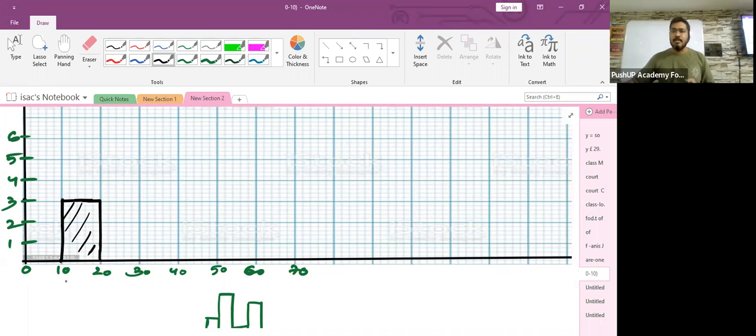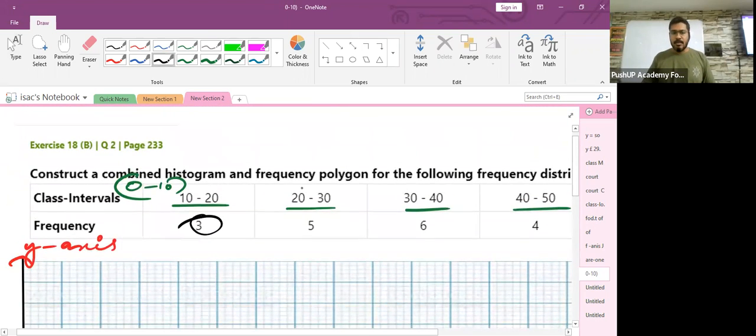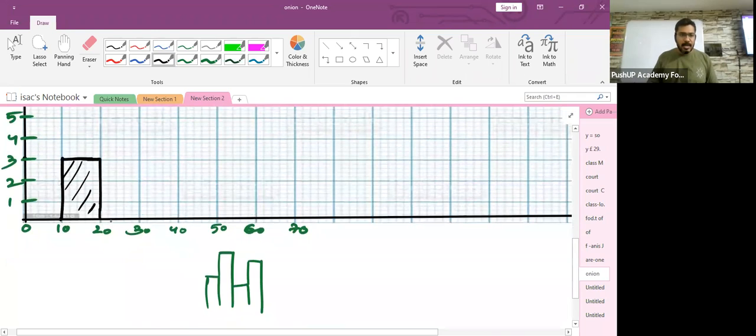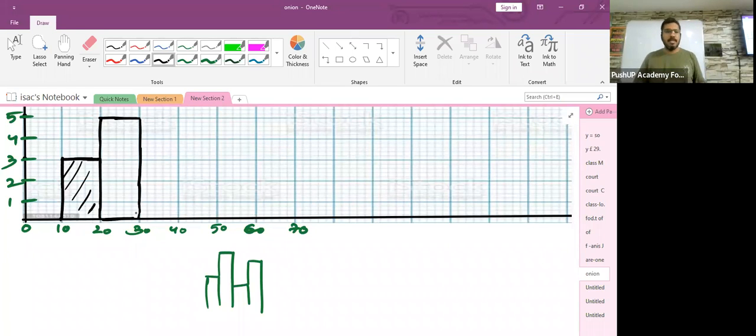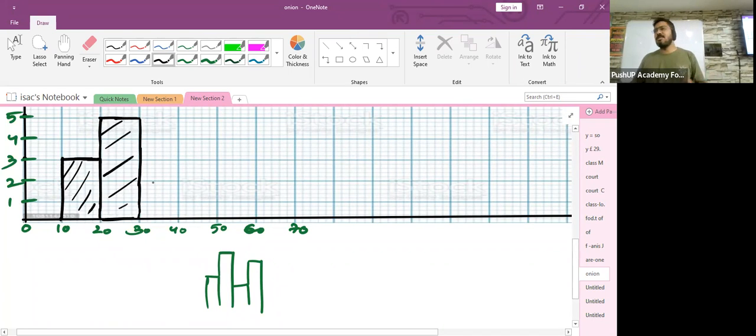Easy. Now comes the next class interval, which is 20 to 30. What is the corresponding frequency of 20 to 30? It is 5. So children, 20 to 30 is over here. What is its corresponding frequency? It is 5. So just highlight this 5 over here, and then draw a rectangular bar or a rectangular building on top of the class interval 20 to 30. Can you all do it? Easy? There is nothing much to explain, children.